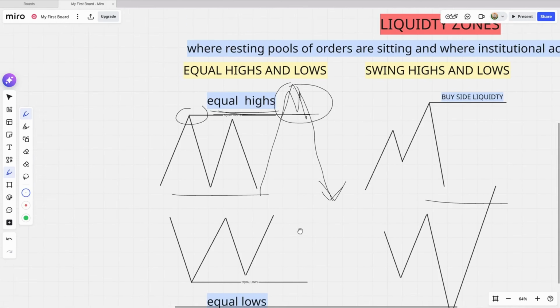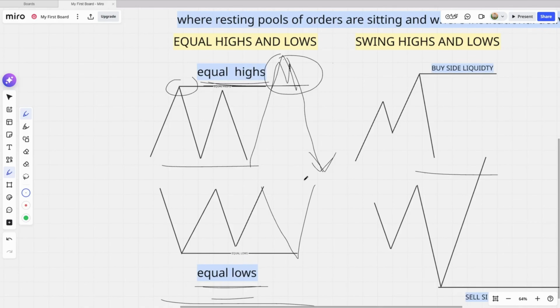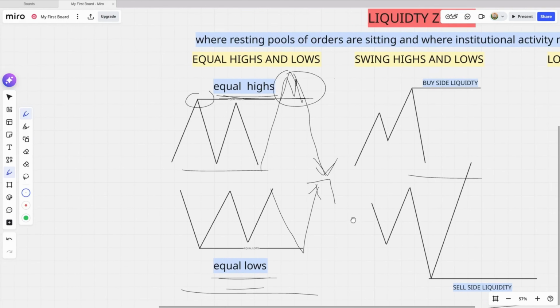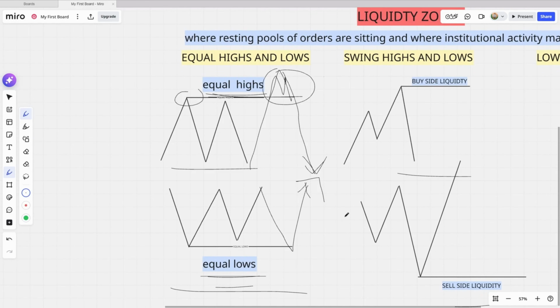That move into the highs is what we call a liquidity sweep. Price moves into the zone, collects the liquidity, and then uses that energy to continue the larger move. This is why these areas are so important to recognize. They show you where the market is likely to hunt orders before making its real move.